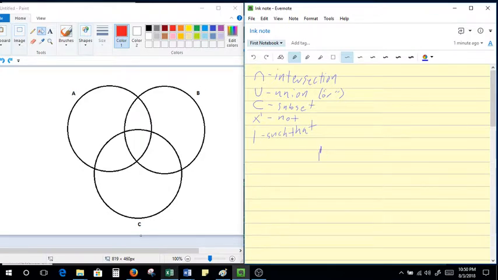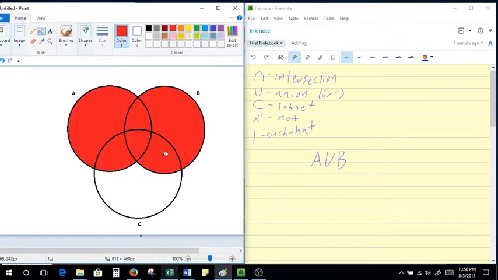We're going to have A union B. So that's A or B. That's going to be all these values. And then we're just ignoring C for now. So just pretend that this circle right here doesn't exist.